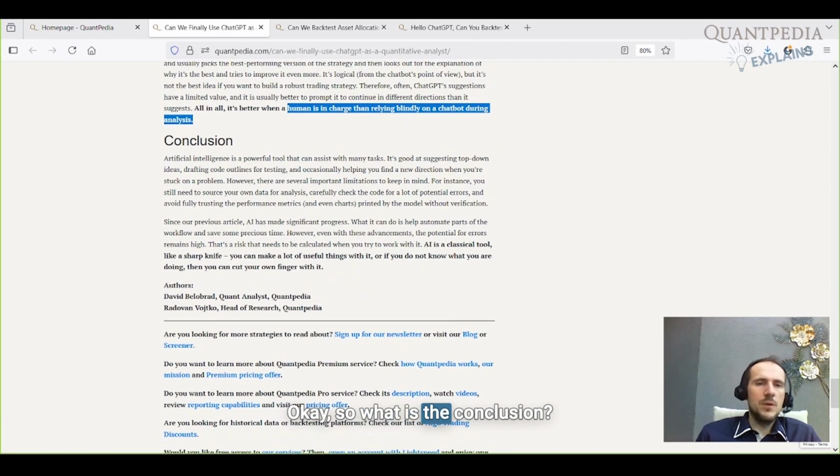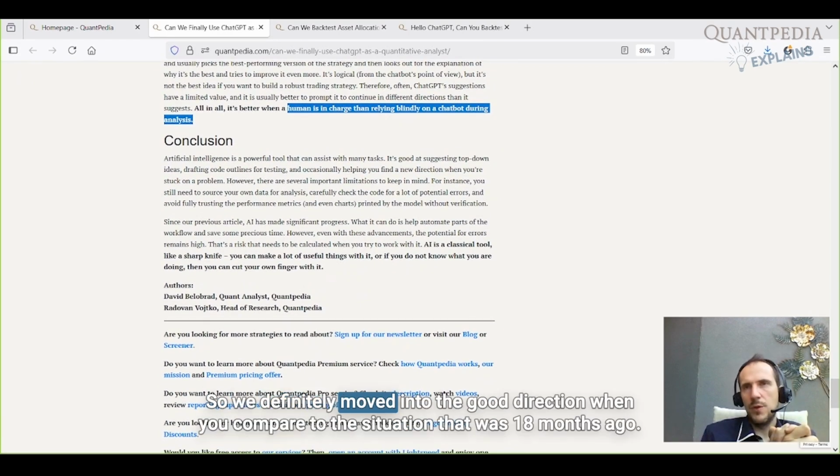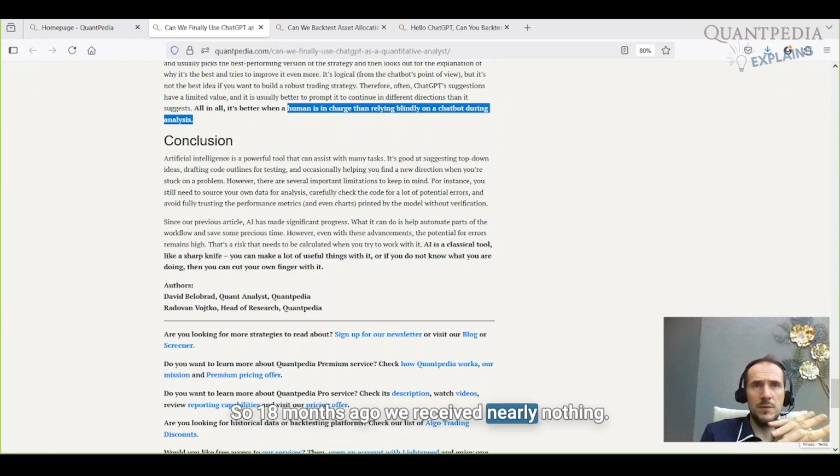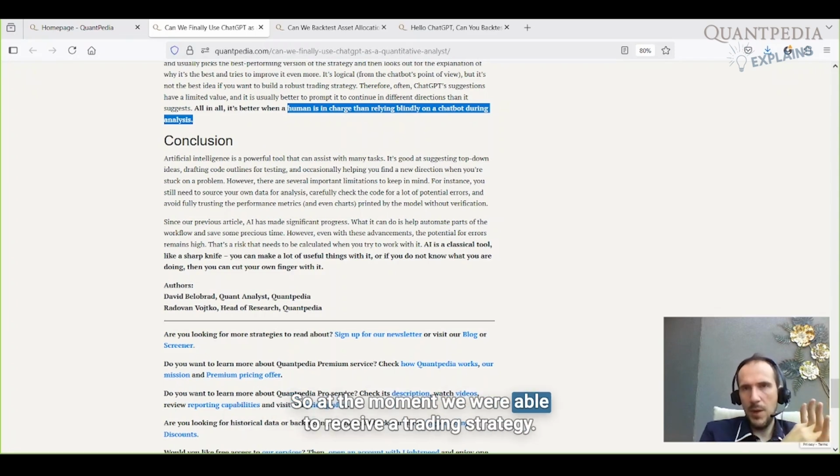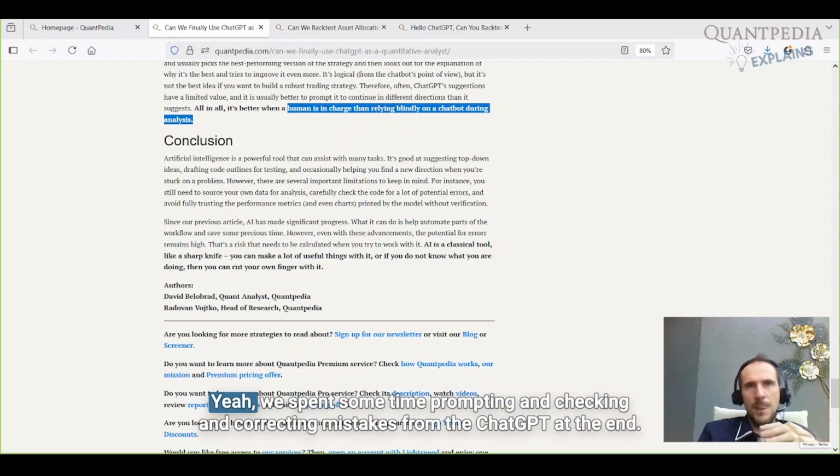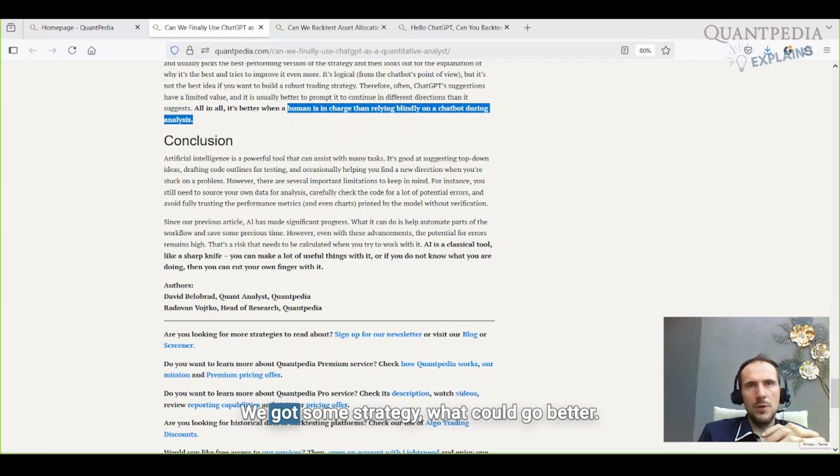Okay, so what is the conclusion? We definitely moved in a good direction when we compare to the situation 18 months ago. 18 months ago, we received nearly nothing. At the moment, we were able to receive a trading strategy. Yes, we spent some time prompting and checking and correcting mistakes from ChatGPT. At the end, we got some strategy.